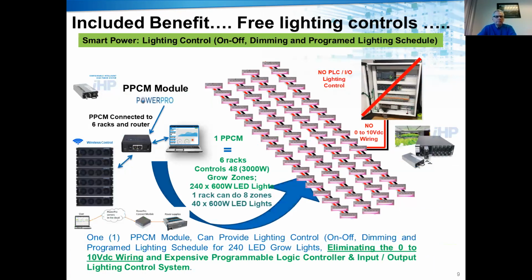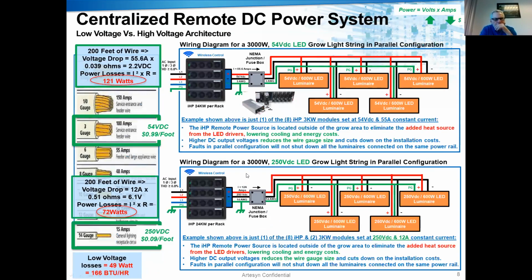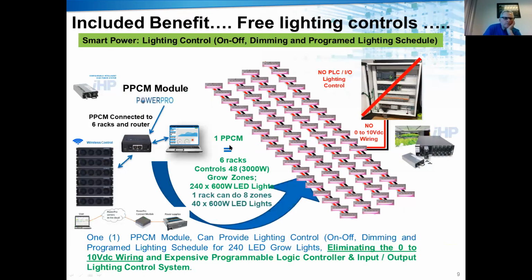Besides all that, the other thing that you really get out of this is that you don't need a PLC, because with these racks, let's say you even have one rack. We have this little box, called a Power Pro communication module or connection module. You can take this with one rack or up to 6 racks, and inside here you can put in different schedules for different modules. If you have 6 racks, that's 48 of these 3,000 watt modules. So you can have 48 3,000 watt zones, and each of these zones can be doing different things.